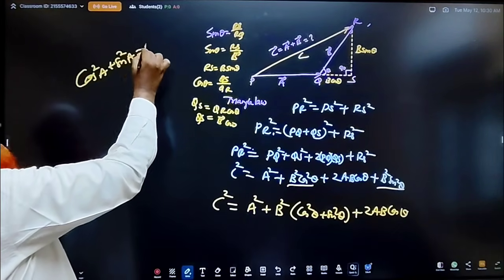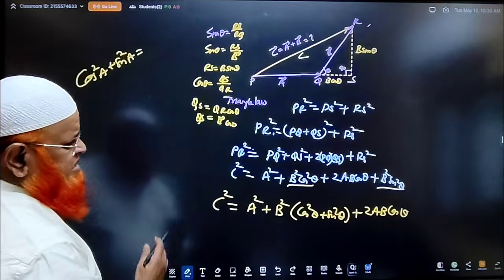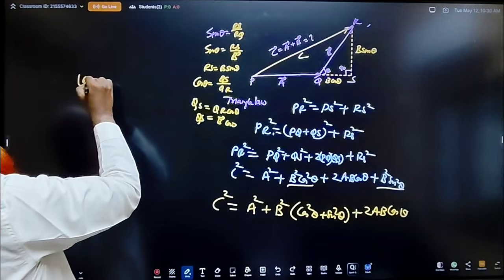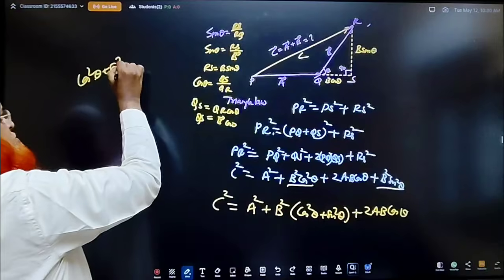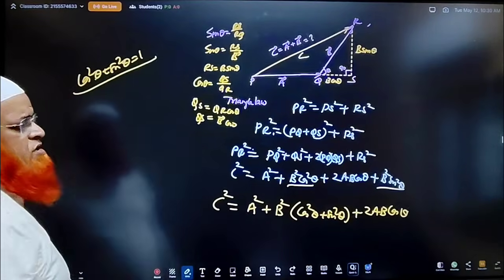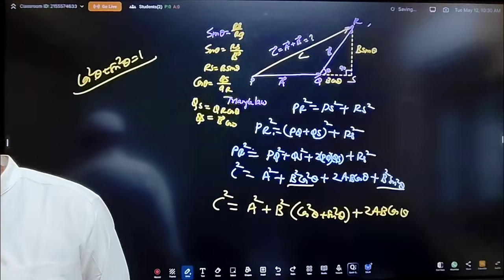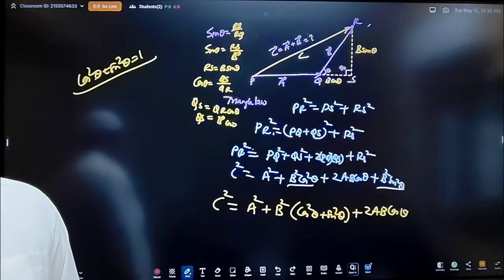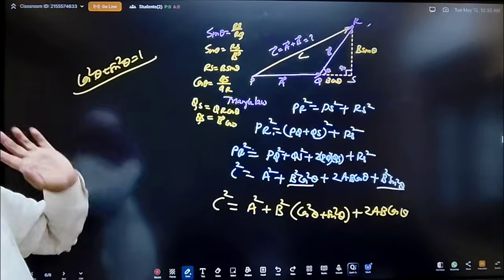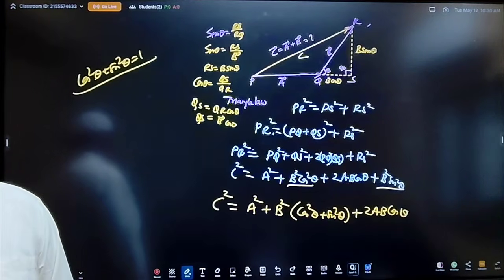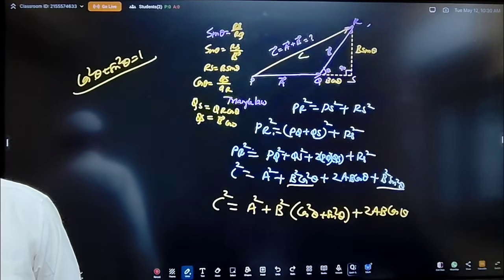plus sin square theta is going to be 1. You should remember this identity. Those who don't know the meaning of a vector, or the meaning of trigonometry, should remember one thing, that cos square theta plus sin square theta is going to be 1. Especially those who are below 9th class. I think trigonometry comes in 10th class, no? Am I right or not?